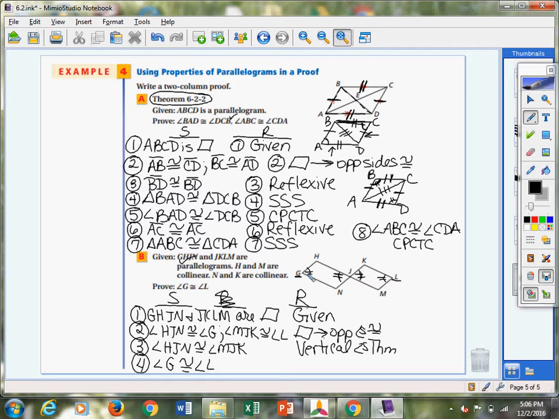And the reason is really simple. Remember, we proved that all of them are equal to each other. Two things are set equal, like we have in step 2: HJN is congruent to G, and MJK is congruent to L. HJN and MJK are congruent to each other, so whatever's left over, they have to be equal to each other. That's very simply the transitive property. So basically, if 1 is equal to 2 and 2 is equal to 3, then 1 has to be equal to 3. That's the transitive property we're talking about.